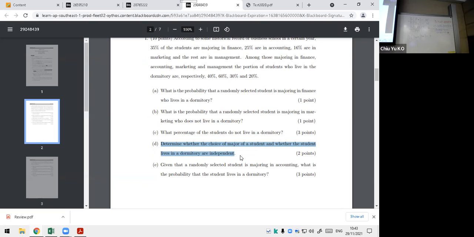Is that okay? Any question? See, we spent less than 15 minutes to finish the one question. Oh, it's very simple. Don't worry.